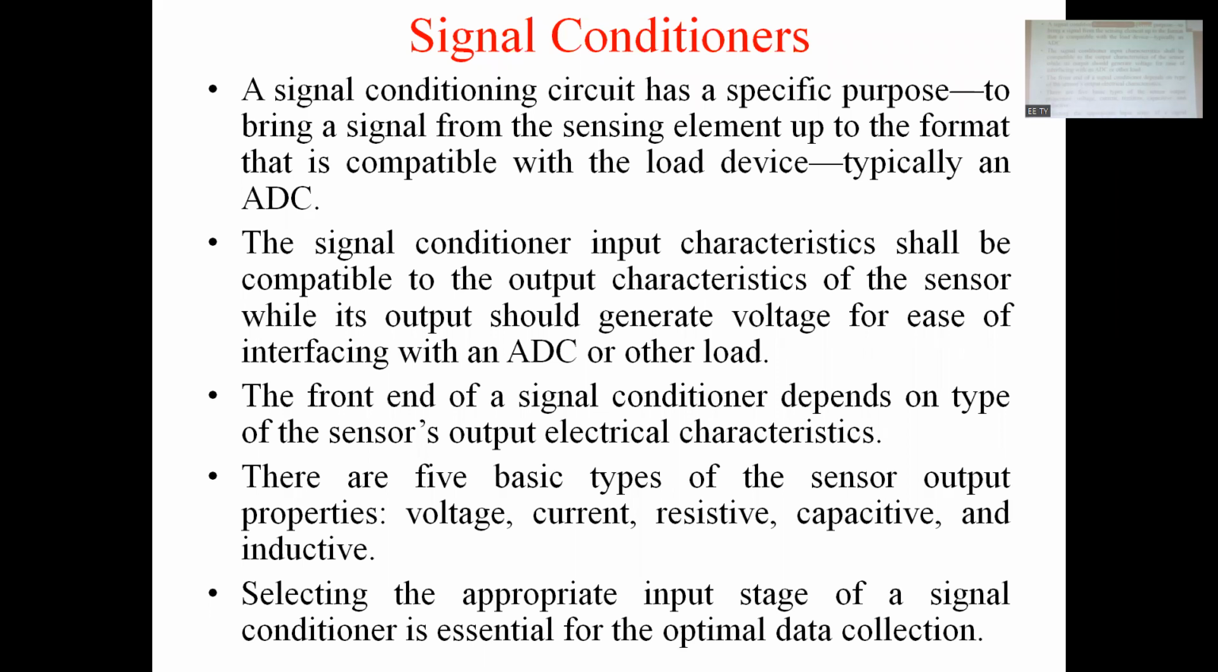Signal conditioner serves a very important role. Selecting the appropriate input stage of the signal conditioner is essential for the optimal data collection from the sensor. So to collect the data from the sensor, selecting the appropriate type of signal conditioner is very important. It serves two functions: it brings the signal from the sensing element and feeds it to the load device, or it may be an analog to digital converter.